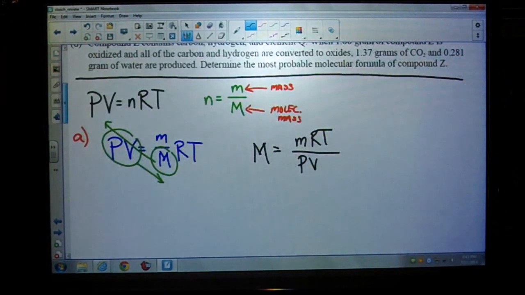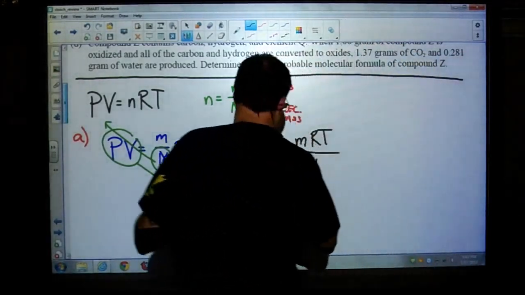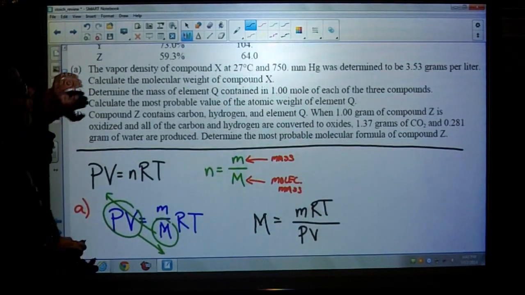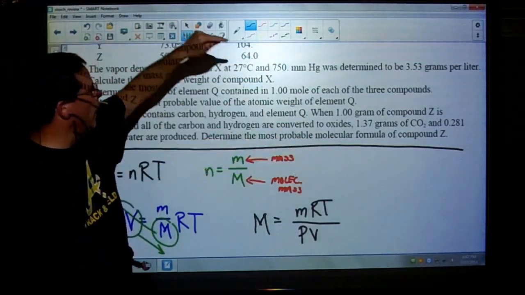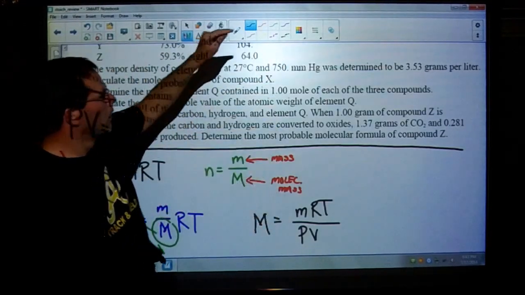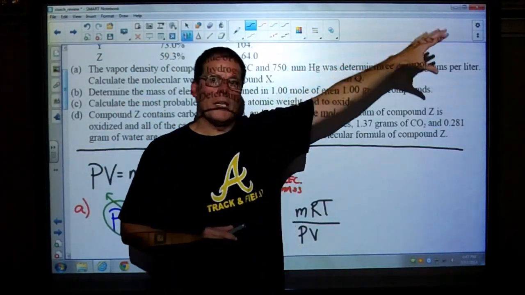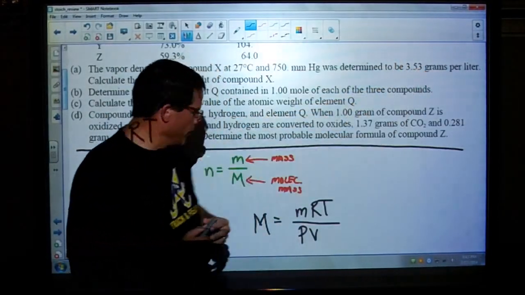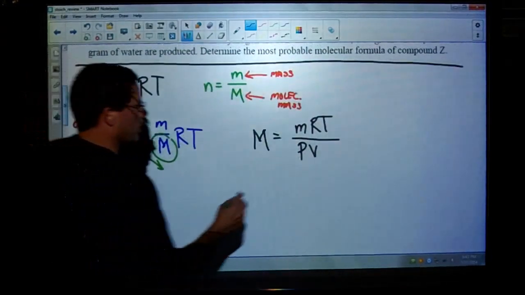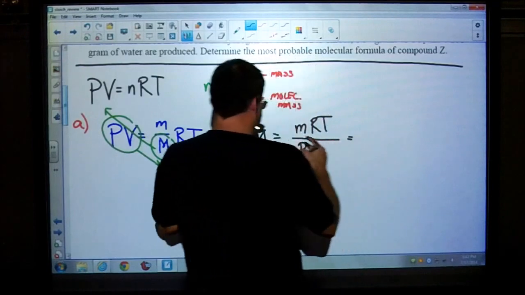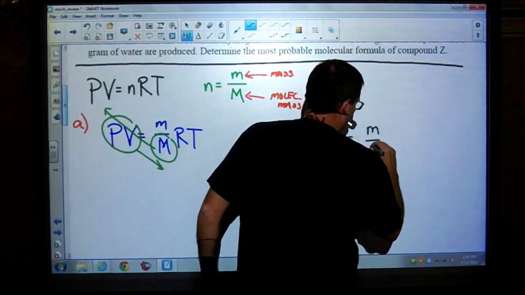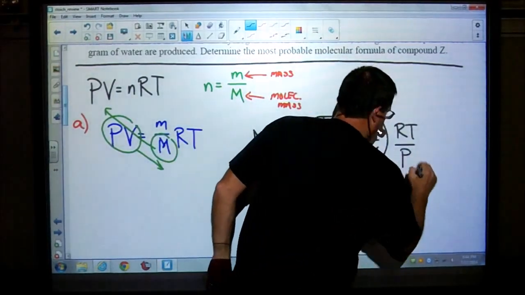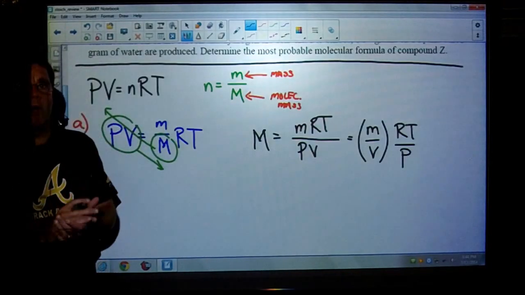Now, there's some information that was given to us that I may want to rearrange for. Let's look at what's given. I'm given a temperature. Beautiful. I'm given a pressure. Beautiful. I'm given 3.53 grams per liter. So I may want to rearrange, and if you're not sure what that is, that's actually a density. So the better way to rearrange this equation would be big M is equal to m over V times RT divided by P. That's probably the best way to rearrange your variables.